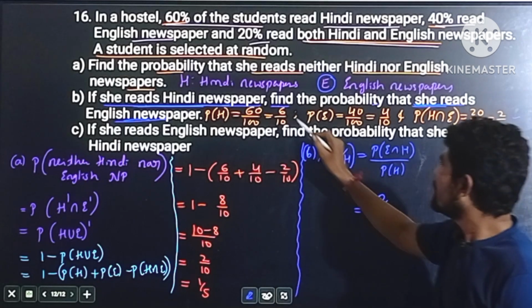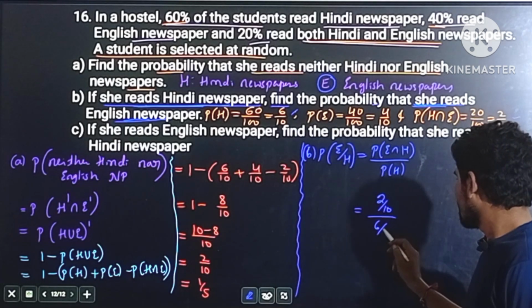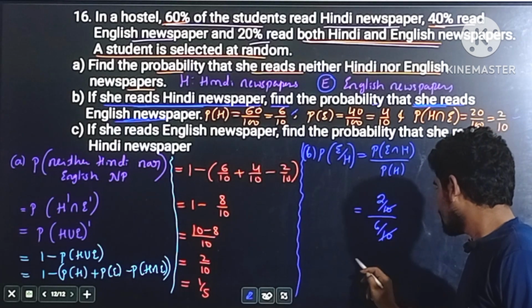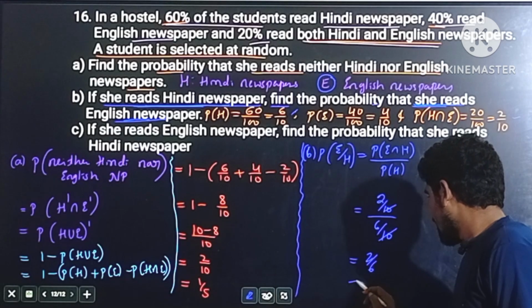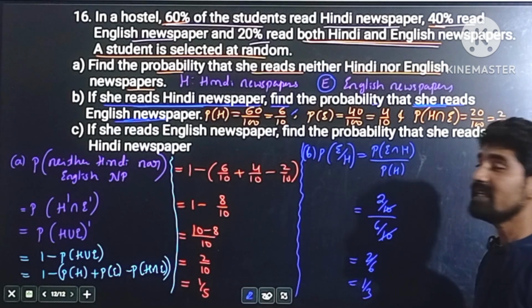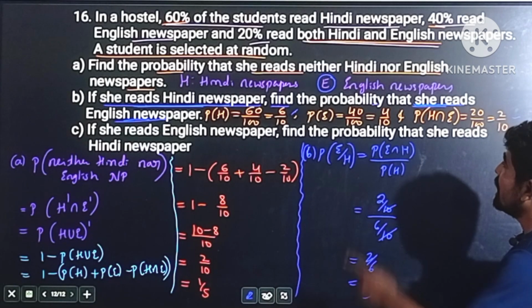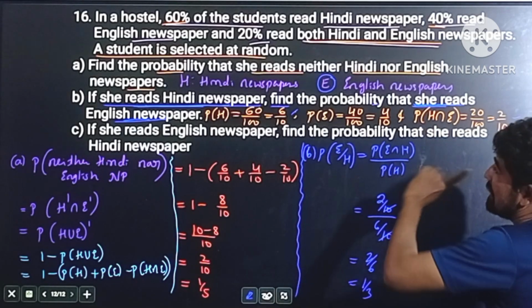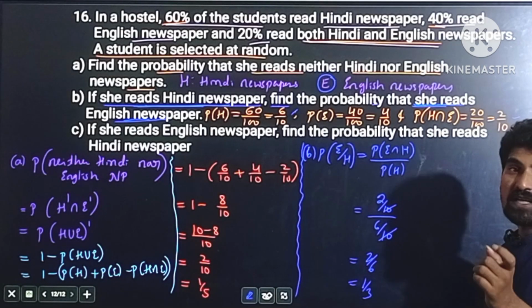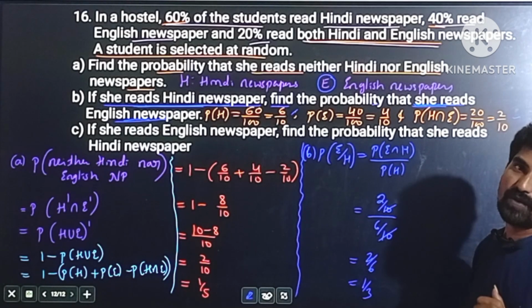Divide by probability of H, which is 6 by 10. So here we can cancel 10, which equals 2 by 6, and which equals 1 by 3. This is the probability of the student who reads English newspaper when she reads Hindi newspaper.